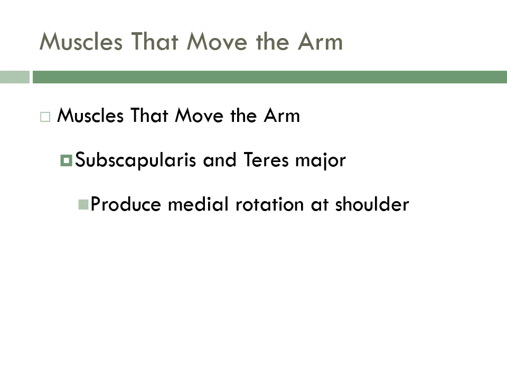Subscapularis and teres minor produce medial rotation at the shoulder. So if you are standing in anatomical position, medial rotation would be rotating so your thumbs are closer to your body, so your arms are pronated.